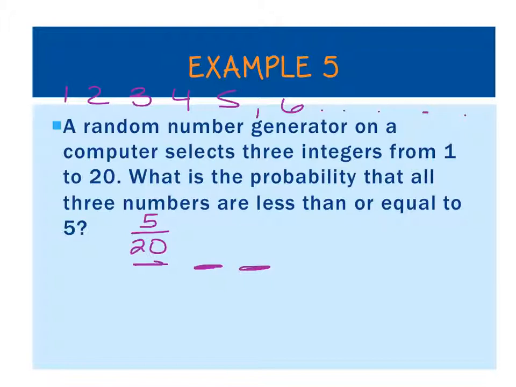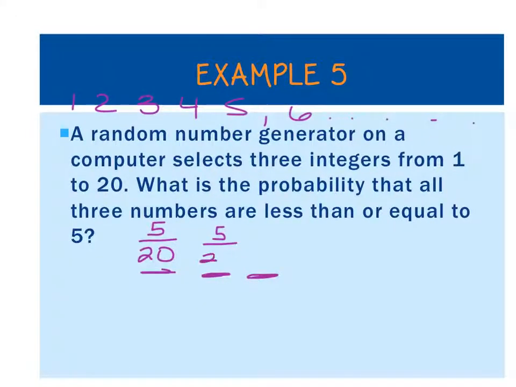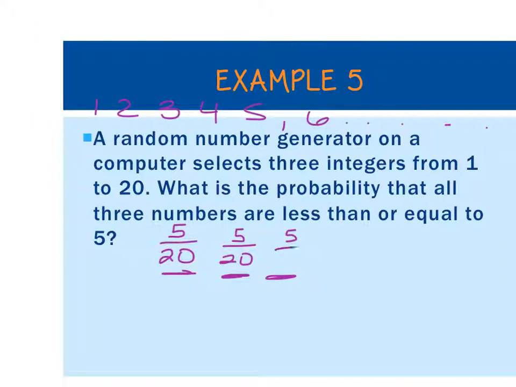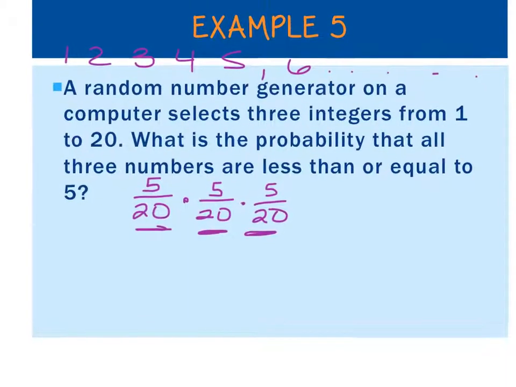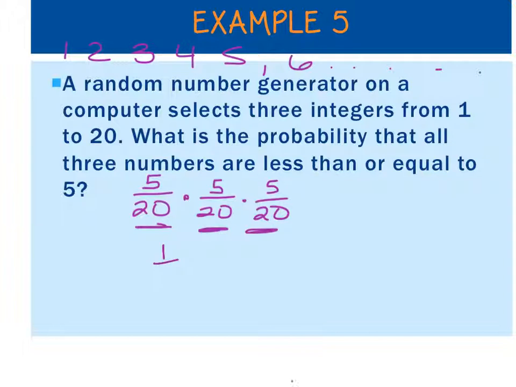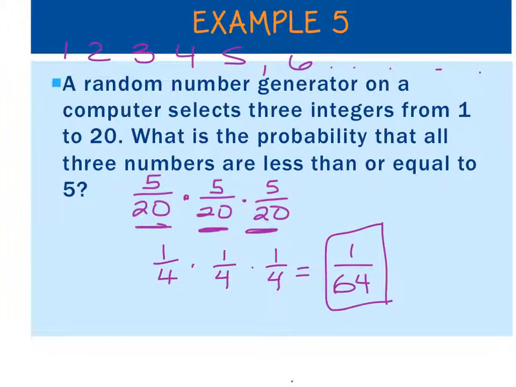Now it's a randomly generated number, so those numbers are reset every time, which means what's the probability of getting the second one to be 5 or less? 5 out of 20. How about the third one? 5 out of 20 again. These I would probably recommend reducing. But then this is an and, so I would multiply. So 1/4 times 1/4 times 1/4, or 1 out of 64. So your sample size would be 20? Right, because you're going from 1 to 20.